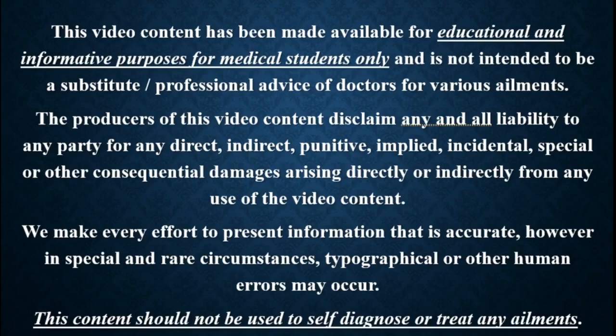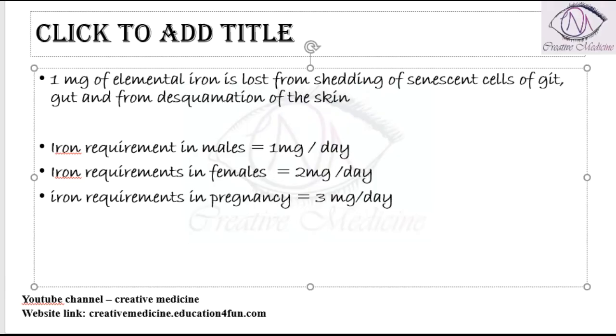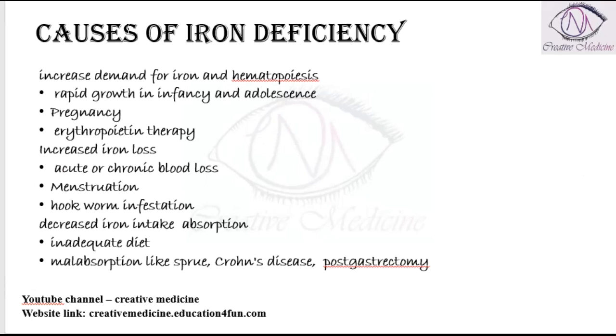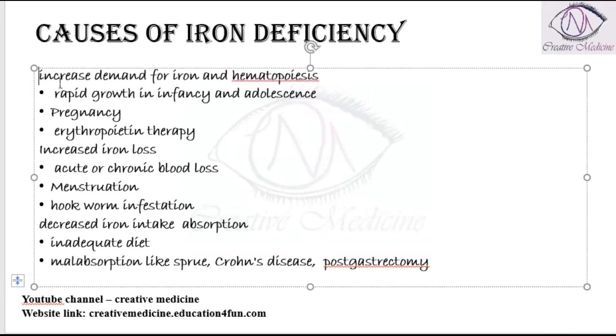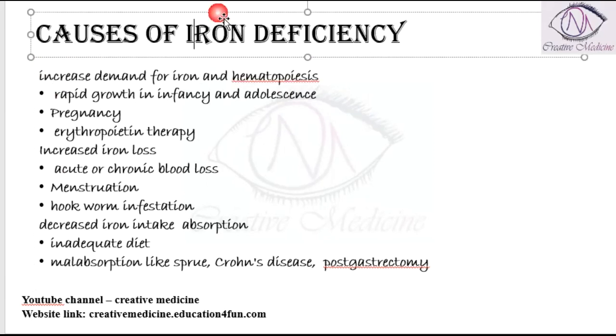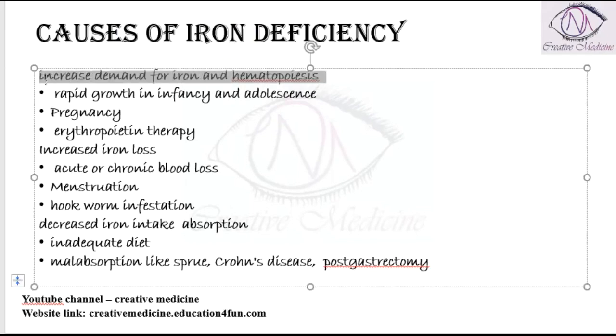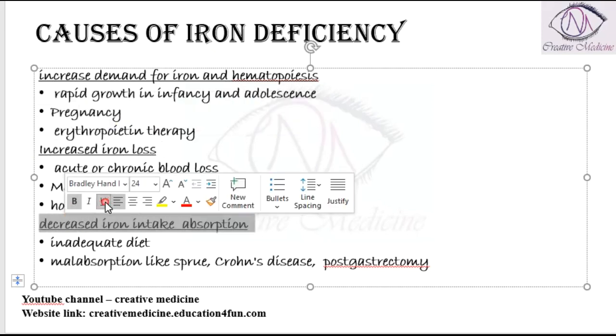In this lecture, we will learn about causes of iron deficiency. Iron deficiency can occur either due to the increased demand of the iron. So, iron deficiency can occur due to increased demand of iron and hematopoiesis, or it can be due to increased iron loss, or it can be due to decreased iron intake or absorption.